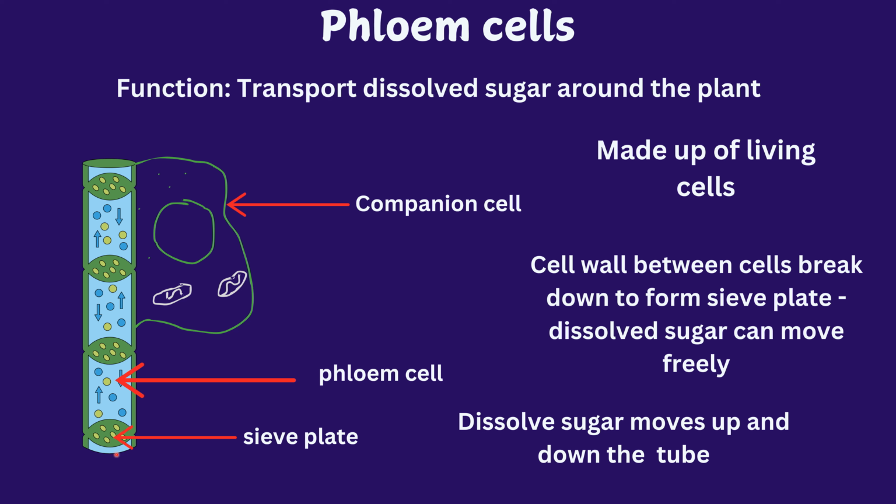Remember, the roots do not contain chloroplast, they're not exposed to light, and so they do not photosynthesize. Sugar needs to move to the roots for respiration and also for storage as starch. This starch can also be broken down to be used by the plants and move up the plant. And that's the importance of having sugar moving up and down the phloem.